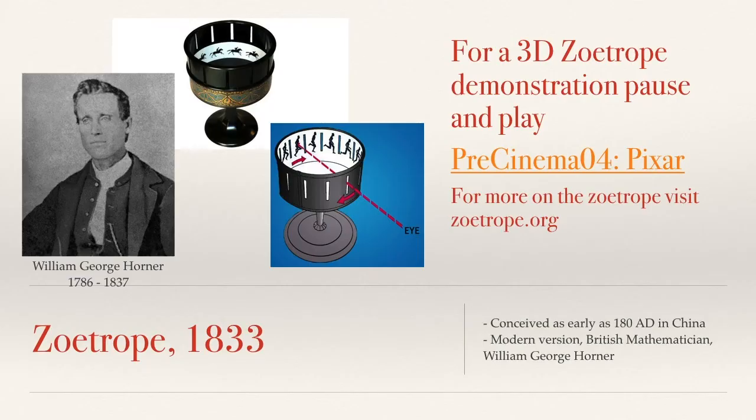The zoetrope. This is when things start to get really interesting. Much like the thaumatrope, the zoetrope was thought to be originally created way before the Western world discovered it. It was created in China around 180 AD by the inventor Ting Huan. Please excuse my Chinese pronunciation.